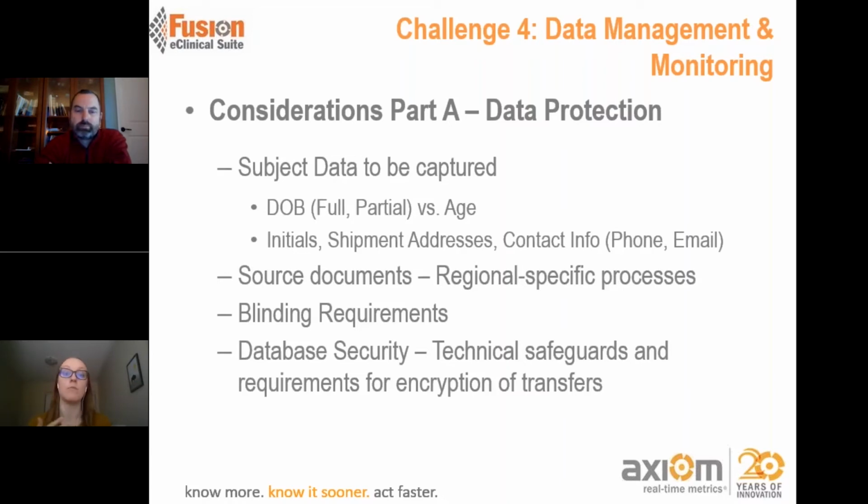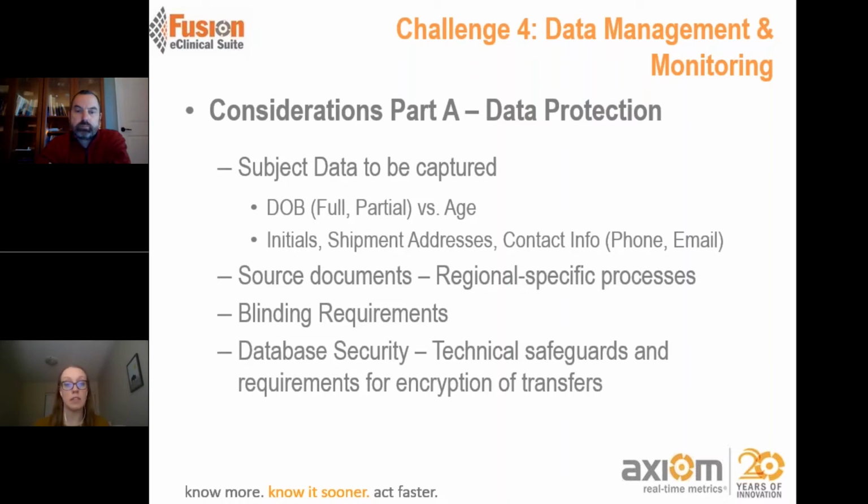Source documents, again, looking at being able to support those remote monitoring visits and facilitate that. So we're looking at source document uploads. Those often require regional specific processes based on the need for de-identification, redaction, and the responsibilities for the site versus a third party. Blinding requirements. So again, going back to access, restricting access to specific roles as needed. So we're limiting the parties that have access to specific data.